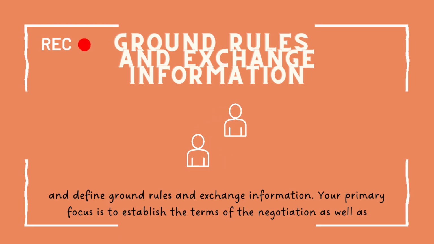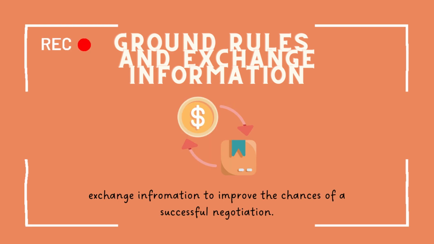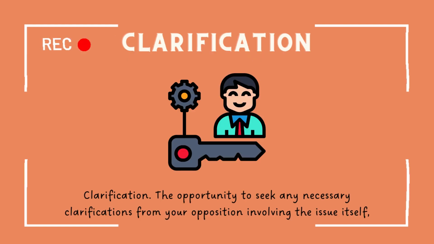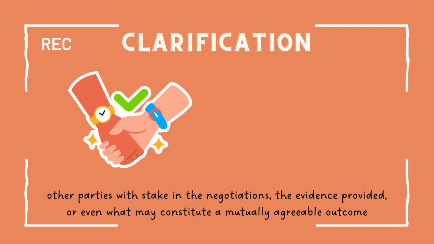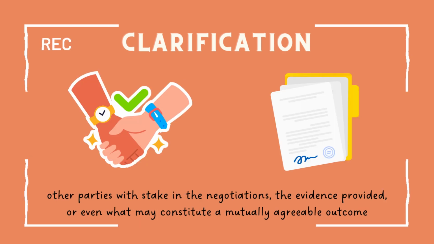Your primary focus is to establish the terms of the negotiation as well as exchange information to improve the chance of a successful negotiation. Clarification: the opportunity to seek any necessary clarification from your opposition involving the issue itself, other parties with a stake in the negotiation, the evidence provided, or even what may constitute a mutually agreeable outcome.